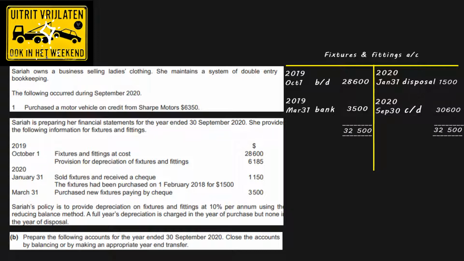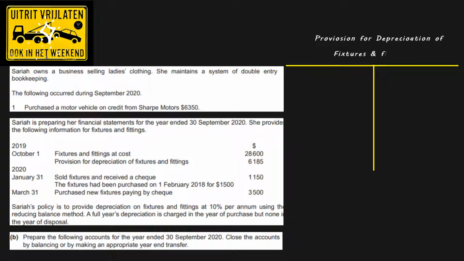30,600. Now remember, if they ask us to prepare a T account, you always have to end the account by bringing it down to a brought down. So bring down the figure for the following year, which is on 1st October 2020, balance brought down would be 30,600. So yeah, that's how you do the fixtures account.